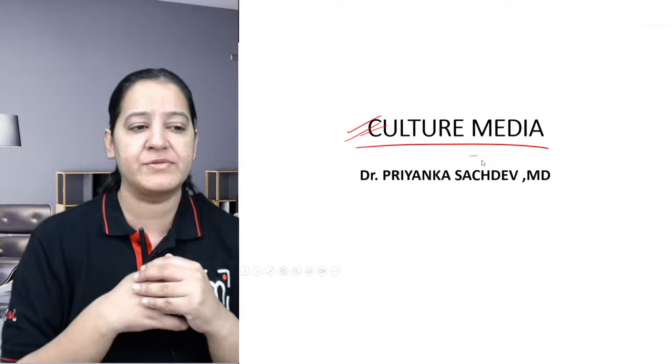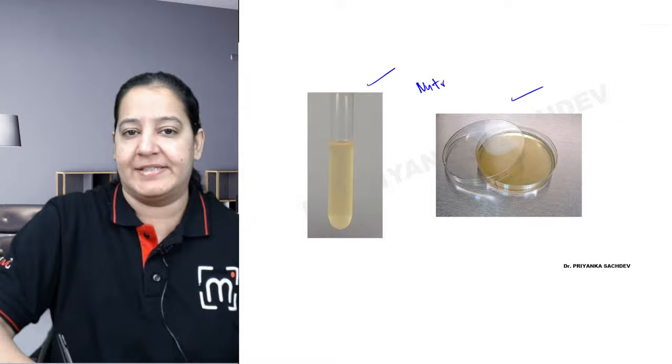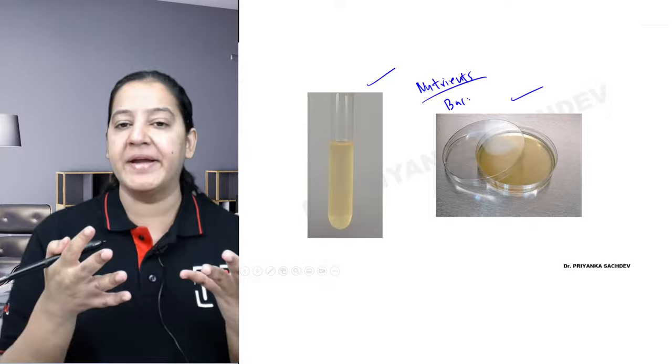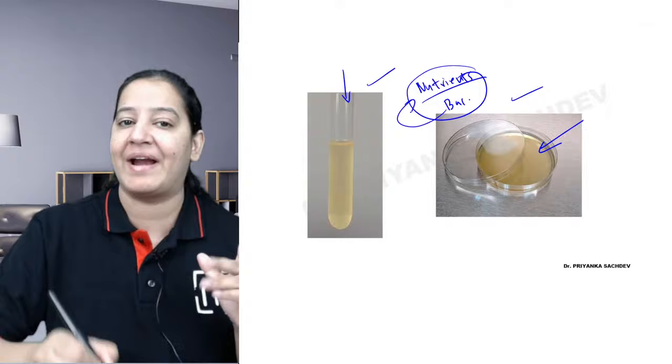So let me start. Basically, what is a culture media? It can be solid, it can be liquid. It is a medium which contains nutrients. So we provide nutrients to bacteria to grow. You got my point? Basically, we will grow bacteria in these culture media. They can be solid, they can be liquid. Now the point is, why do we provide nutrients to bacteria to grow? Why do we want to grow bacteria?